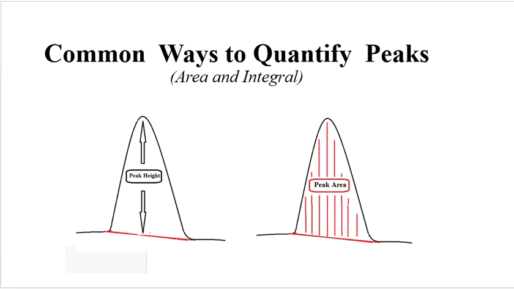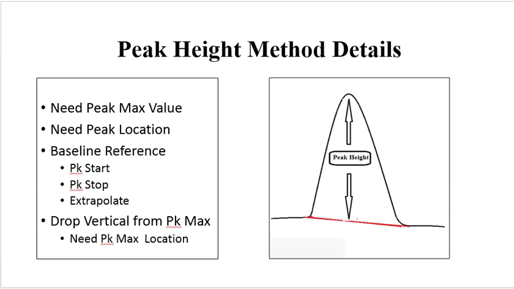There are two common ways to deal with peaks. One is called the peak height method, and the other is the peak area or integration method. For the peak height method, you really need to get the maximum value. You have to find where the maximum of the peak is, and then you have to do an extrapolation process for baseline start, and baseline stop, peak start, and peak stop. And the reason you need the peak maximum location is you have to drop it perpendicular so you can get an accurate measurement of the peak height.